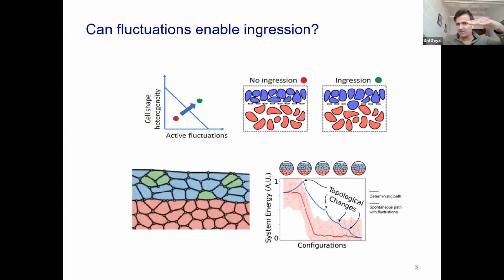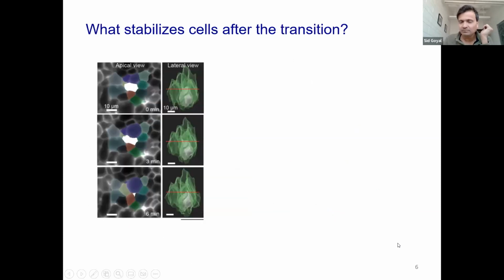So once they reach the other side, they can be stable, right? But this is not something we knew could happen in the real embryo, right? So we were curious what really stabilizes cells once they go into mesoderm. And again, there are many things that could happen. And this is just some of the images to highlight what is going on.